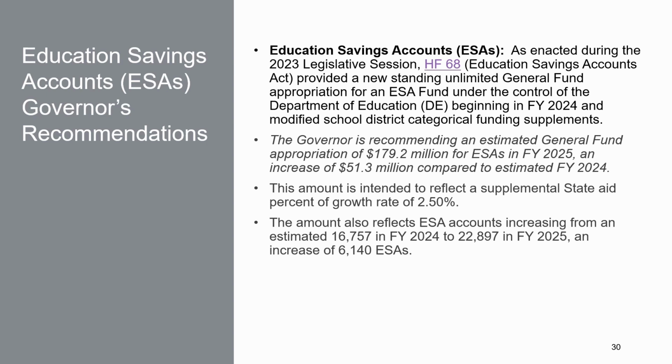The amount is intended to reflect a supplemental state aid percent of growth rate of 2.5%. The amount also reflects ESA accounts increasing from an estimated 16,757 in fiscal year 2024 to 22,897 in fiscal year 2025, an increase of 6,140 ESAs.